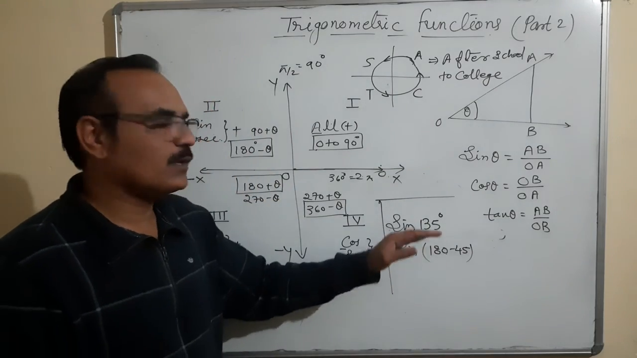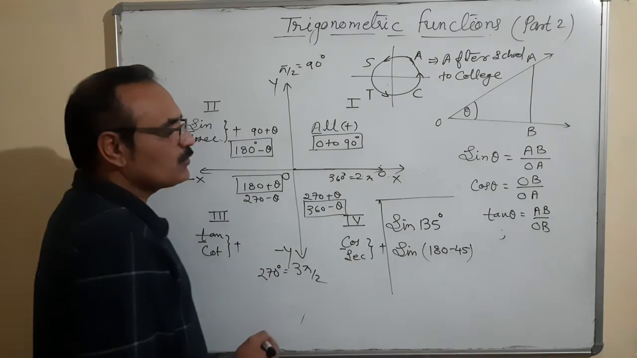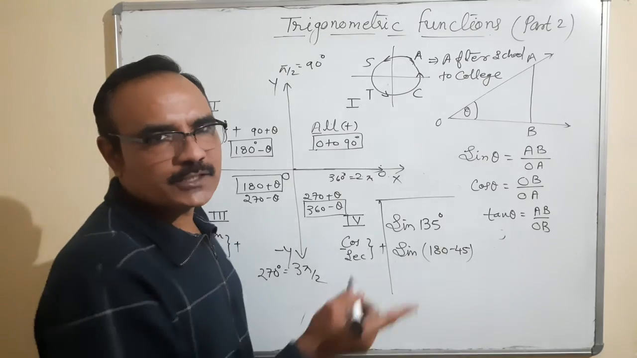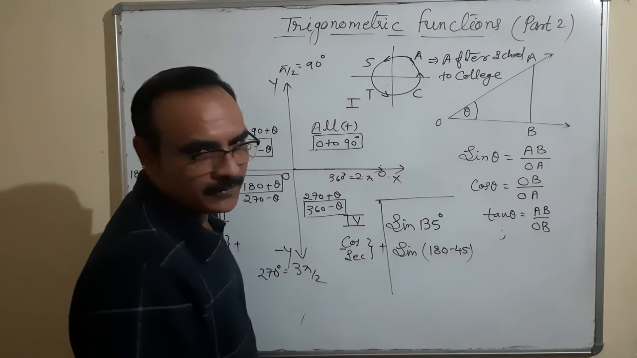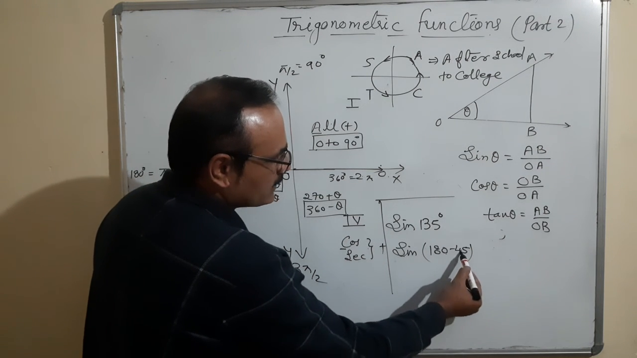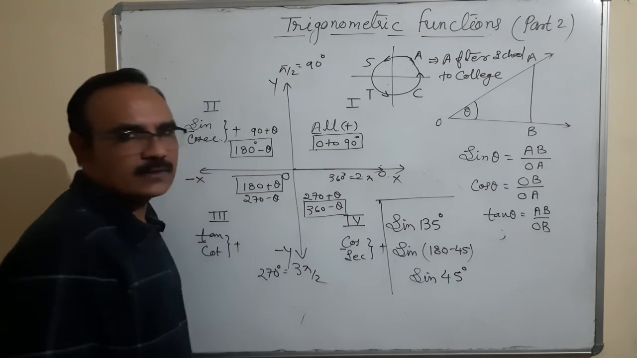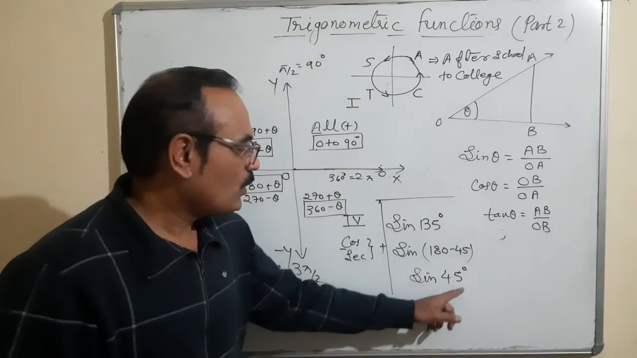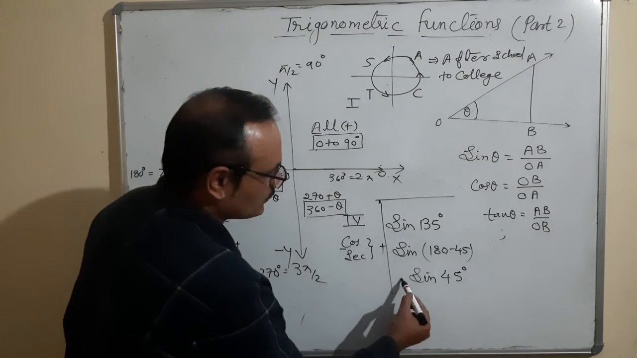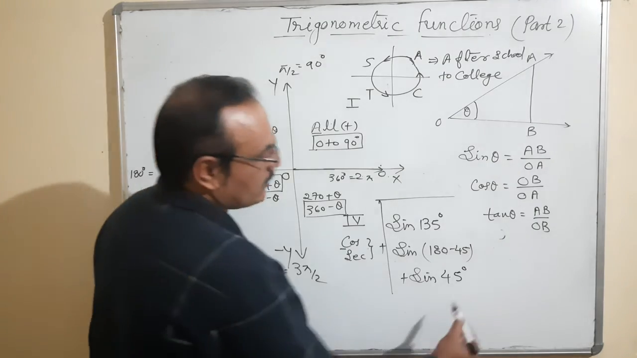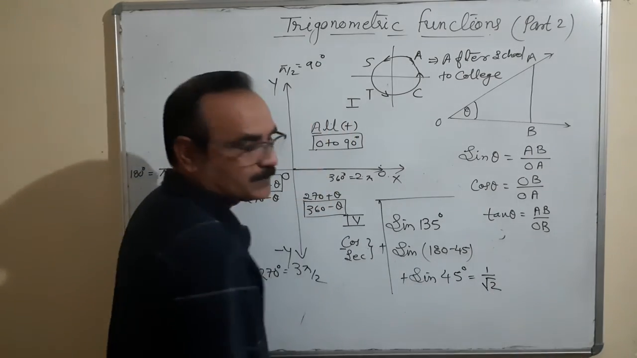You have to write this term as either 180 plus, 180 minus, 90 plus, 90 minus, or 360 plus, 360 minus. Generally we will write 180 minus, 180 plus, or 360 minus. So sine 135 I can write as sine 180 minus 45. Sine 180 minus theta is sine theta, so sine 45. Because it is in the second quadrant where sine and cosec are positive, sine is plus, and sine 45 by the trigonometric table is 1 upon root 2.